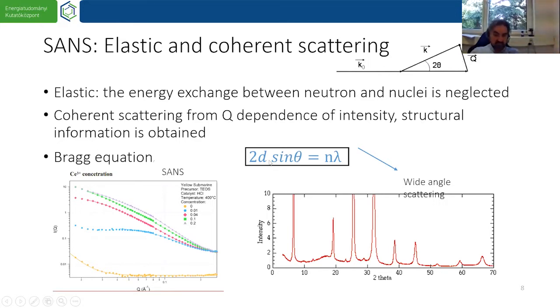So probably you know this basic equation, which is the Bragg equation. It gives the relation between the angle of the scattered light and the angle of the neutron, and the d, which is the interplanar spacing. And this Bragg equation determines the positions of all the diffraction peaks in case of crystalline or half crystalline materials like liquid crystals. Now this is the wide angle scattering domain.